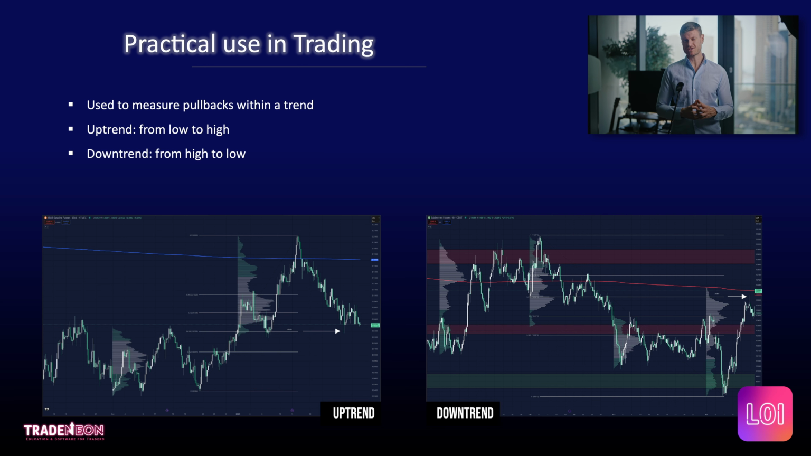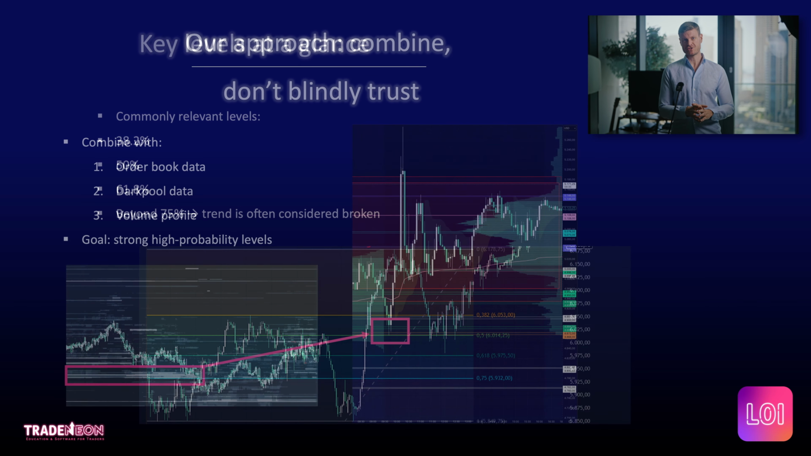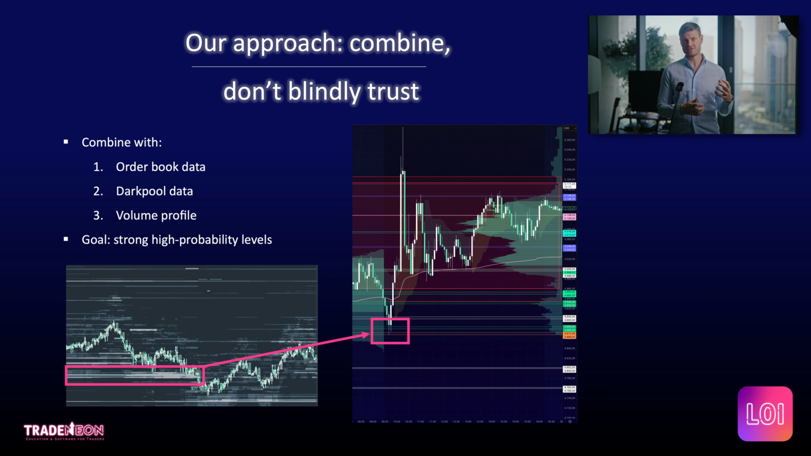According to the classical Fibonacci theory, we expect pullback reactions of 38.2%, 50%, or 61.8% of the current trend movement. If the price closes beyond the 75% level, a trend movement is definitely considered to be over. We therefore look at these levels for institutional trading interest in the past by combining the Fibonacci prices with other concepts, thus finding high-quality locations where it can be assumed that the price will resume its movement in the overall trend direction with a high degree of probability after a pullback.